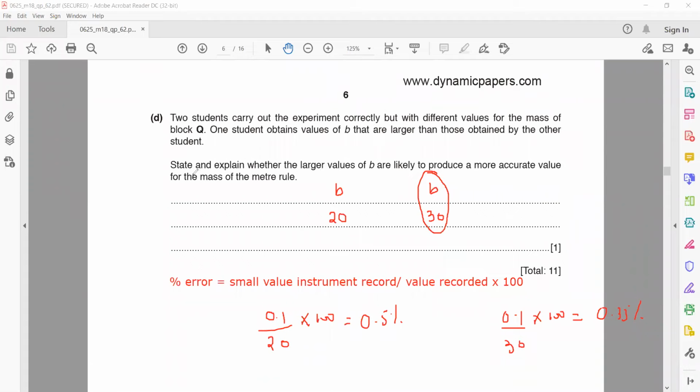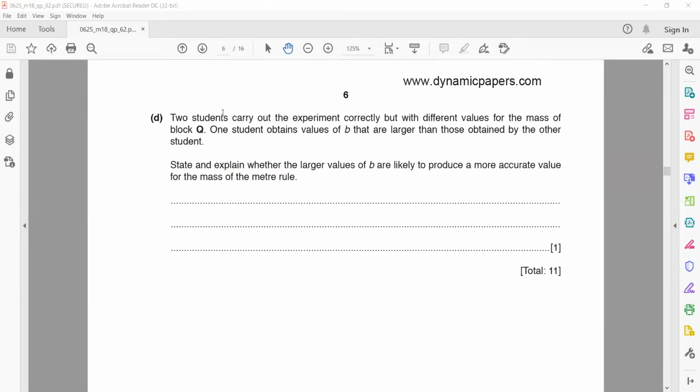So in the question, they ask the same thing: state and explain whether a larger value of AB is likely to produce a more accurate value for the mass of the meter rule. So you will say yes, and the reason is that when we record a larger value, we'll have a smaller percentage error.